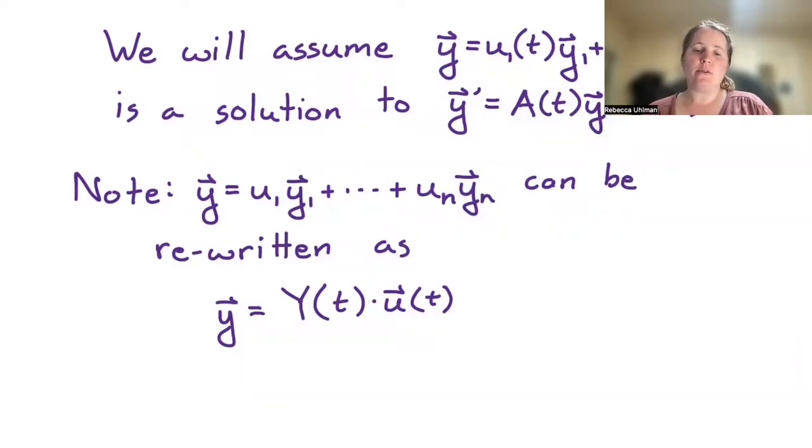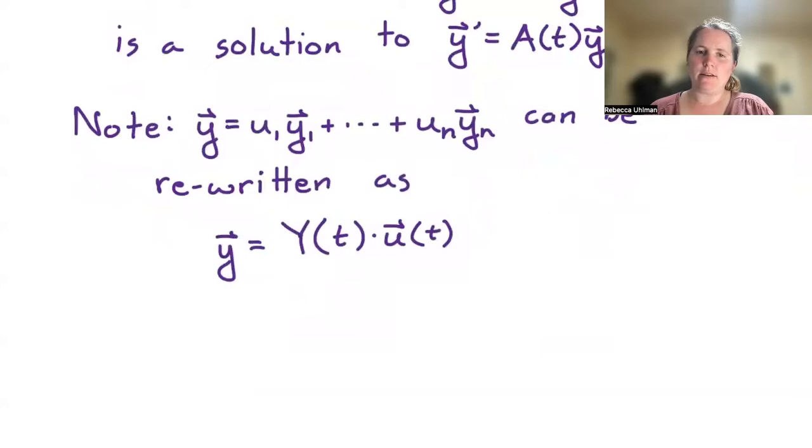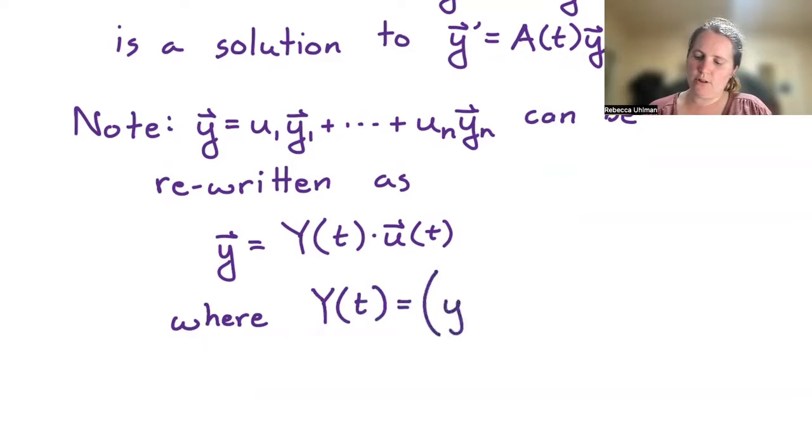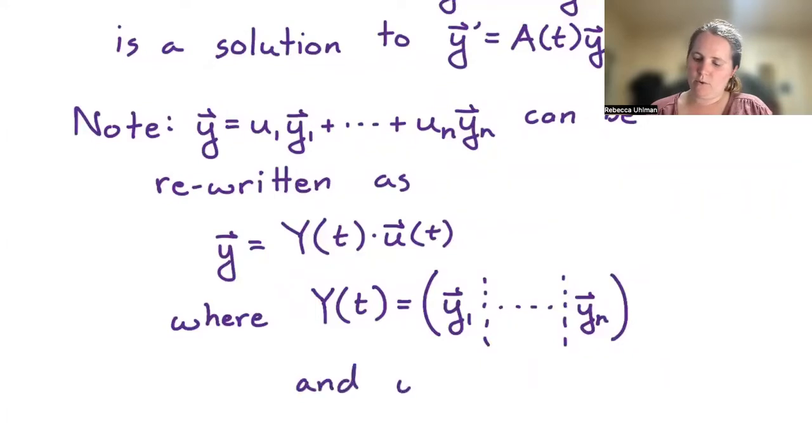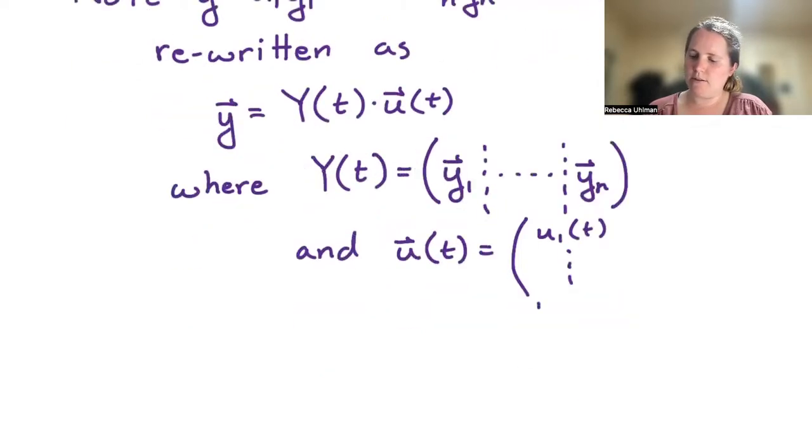Again, we are assuming our solution y is capital Y of t times the vector u of t, where capital Y of t is the fundamental matrix. This is the matrix whose first column is y1, all the way up through the last column is yn. And u of t is the vector u1 of t down to un of t.